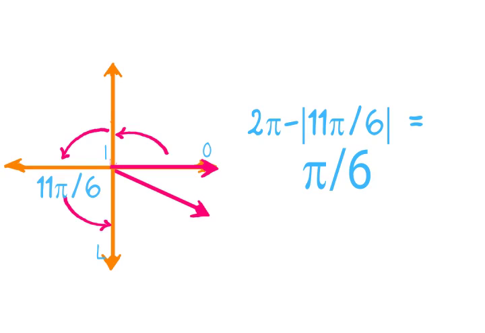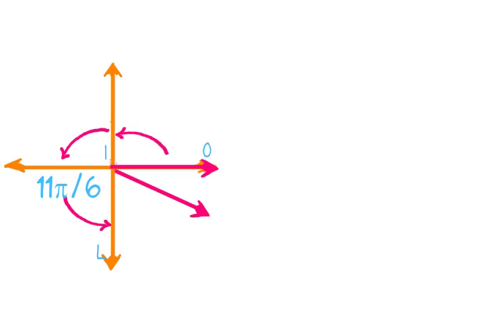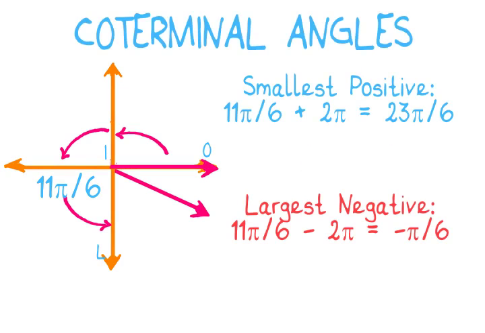Now for the coterminal angles, we add 2 pi, which is equivalent to 360 degrees, to the given, which would result in the smallest positive angle, 23 pi over 6. As for the largest negative, we would then subtract 2 pi from the given, which would result in the answer negative 13 pi over 6.